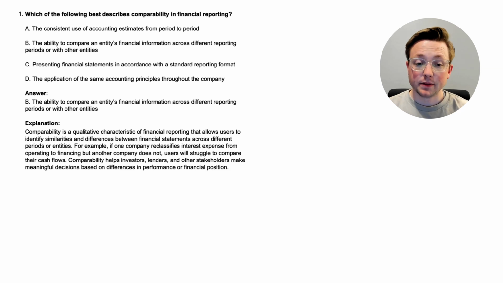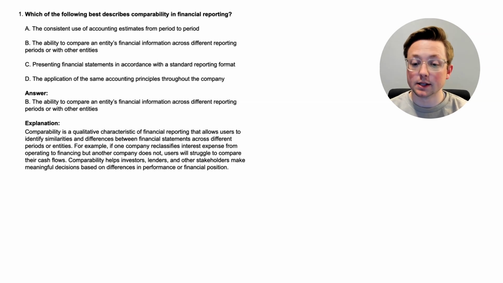The answer is B, the ability to compare an entity's financial information across different reporting periods or with other entities. Again, that's probably pretty easy to pick out because it literally says compare in the answer. So just want to make sure that you understand this. Comparability is a qualitative characteristic of financial reporting that allows users to identify similarities and differences between financial statements across different periods or entities. For example, if one company reclassifies interest expense from operating to financing, but another company does not, users will struggle to compare their cash flows.